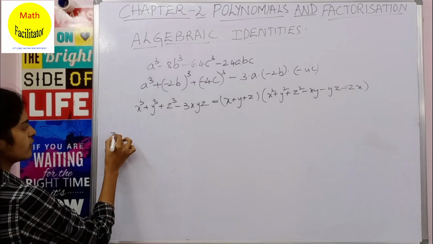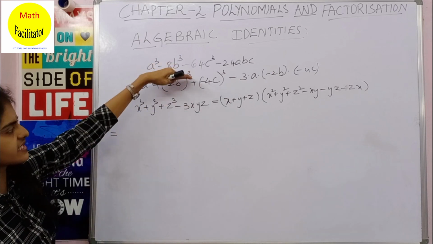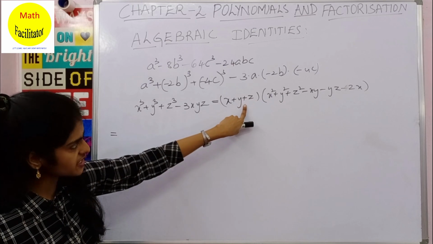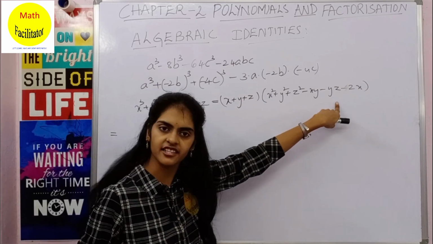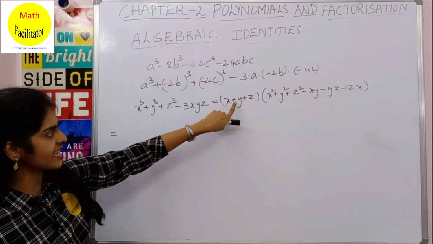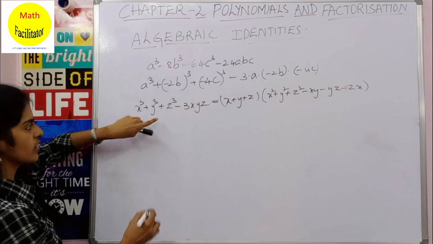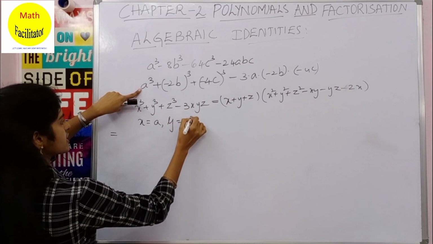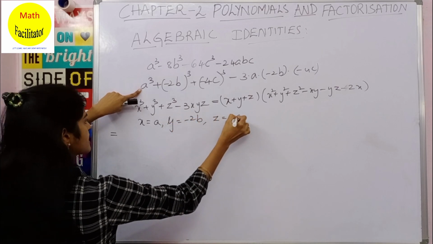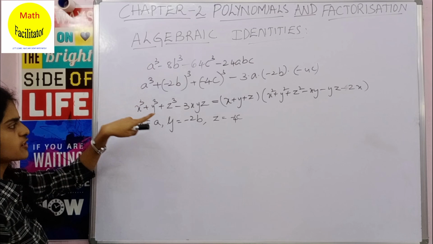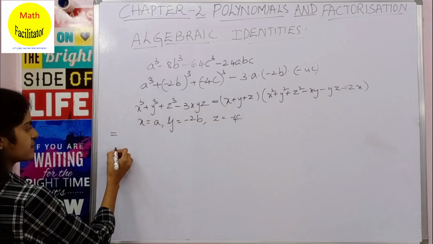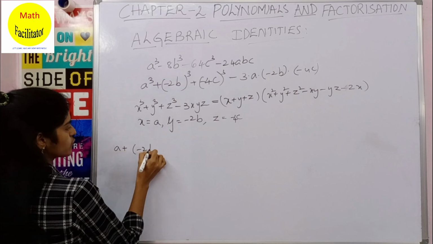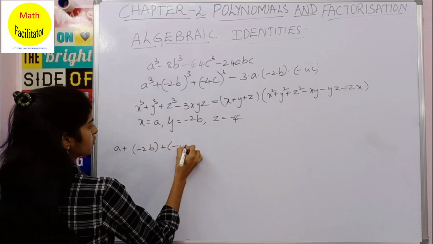Clear? So now we have this form. You have to factorize it. That means you have to find the factors. Now x plus y plus z will be one factor and this is the other factor. Clear? Now you know what x, y and z are from this. So x is a, y is minus 2b and z is minus 4c. Clear? So now substituting here, x plus y plus z is nothing but a plus minus 2b plus minus 4c.